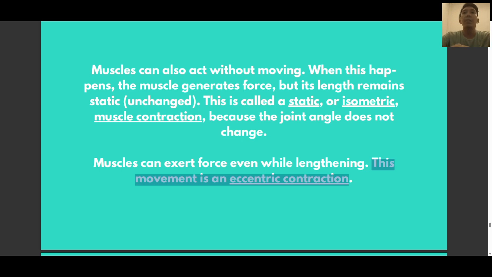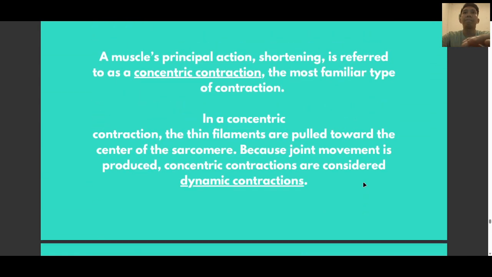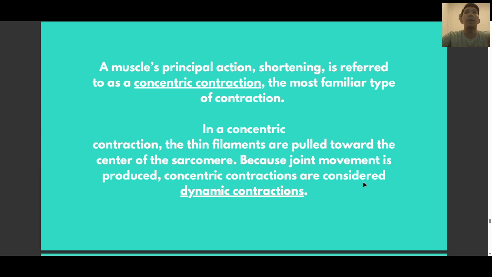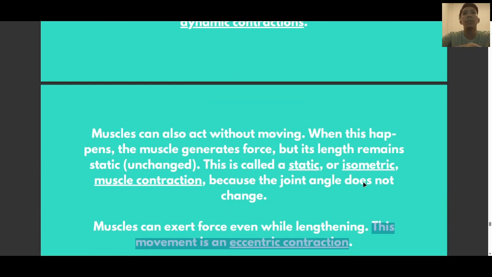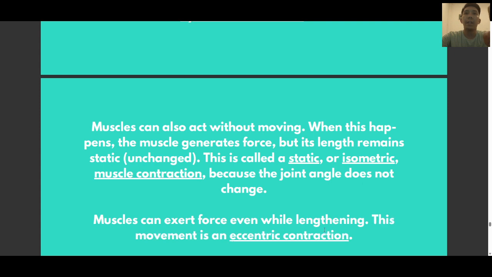Alright? So that's the difference of the three contractions. Always remember that the concentric is shortening, and the eccentric is lengthening. And for static or isometric, there is also muscle contraction, but the length of our muscle remains unchanged.